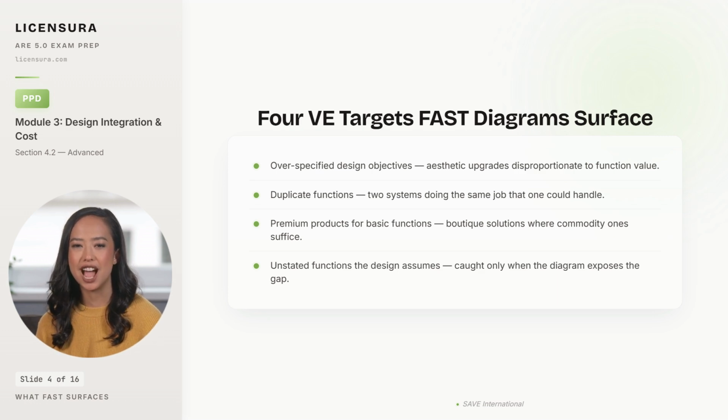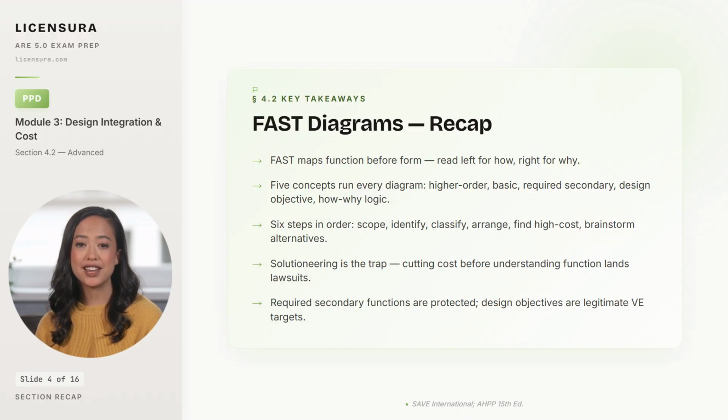4 takeaways anchor how you use FAST in the VE room. 4 takeaways from the FAST framework that you can carry into the next value engineering session. FAST forces you to map function before form. Reading left answers how a function is achieved, and reading right answers why the function exists. 5 concepts run every diagram: higher order function above, basic function in focus, required secondary functions supporting it, design objectives as the legitimate trim layer, and how-why logic as the navigation.